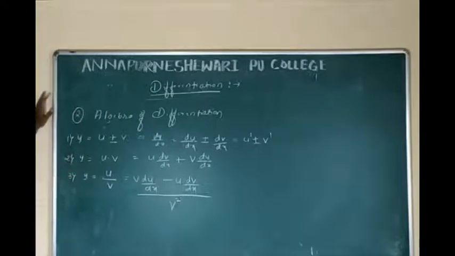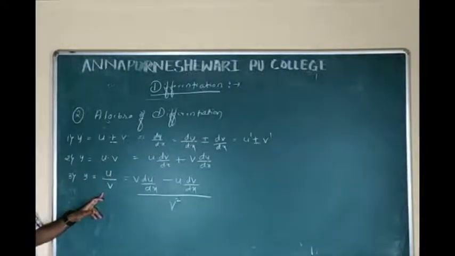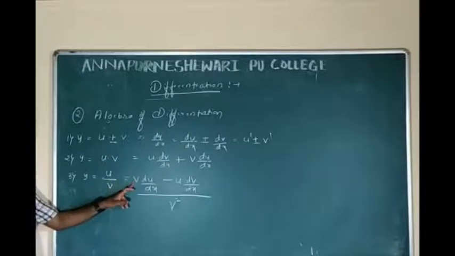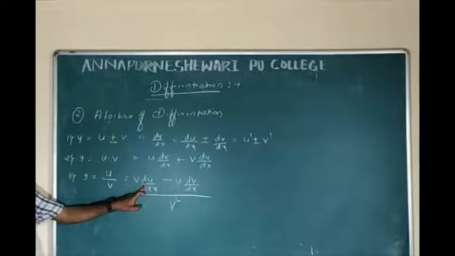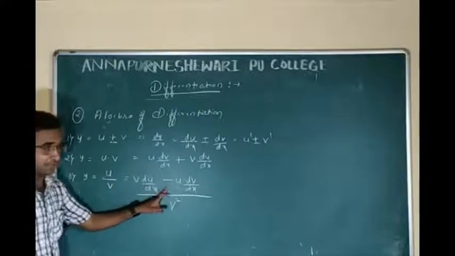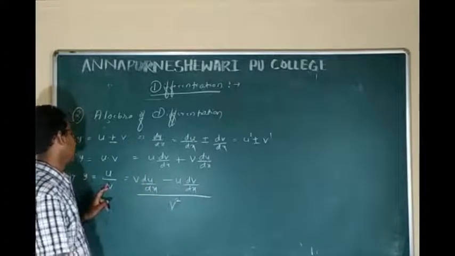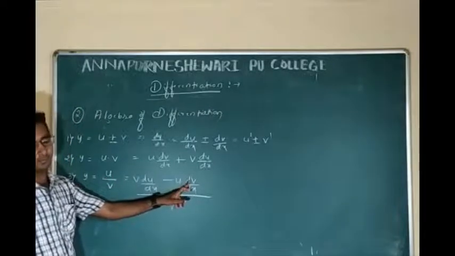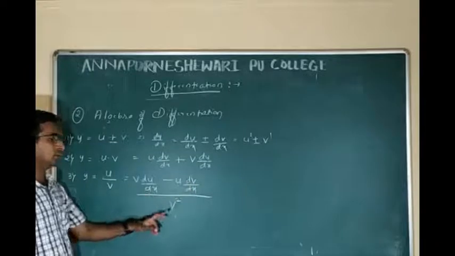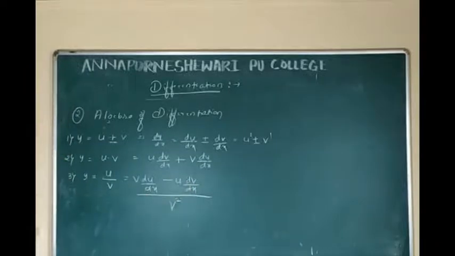This is a very important formula. Getting? Whenever we have u by v, first keep the denominator term v as it is, then differentiate the numerator term with respect to x, then keep the minus, which is very important. Then keep the first term as it is, then differentiate the denominator term with respect to x, then whole divided by what? V square.